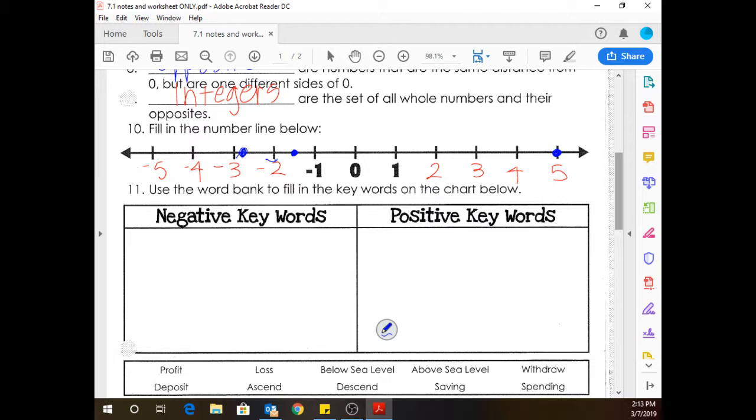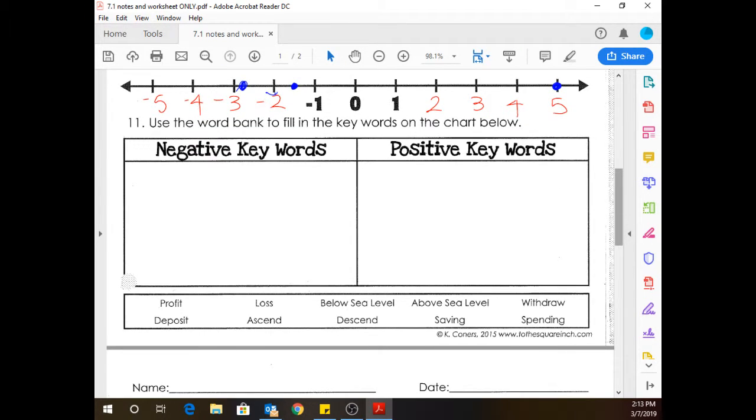Okay, right now what I want you to do, there are these words at the bottom of the page. Some of them represent negatives. Some of them represent positives. Right now with your table partners, I want you to put these words in the right column. I would not do it with a pen.